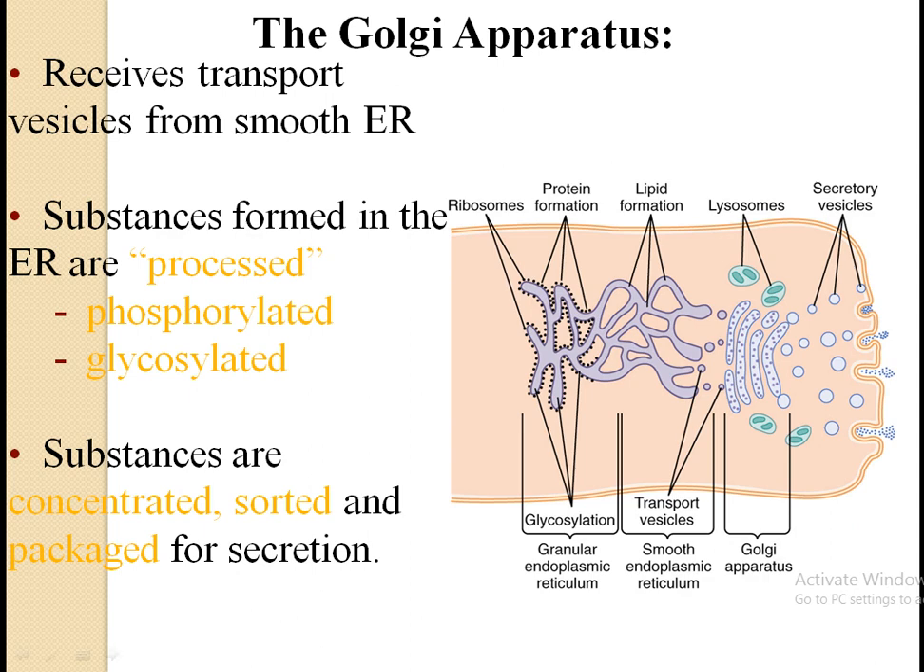So substances formed in the endoplasmic reticulum are processed, phosphorylated or glycosylated. They are processed and concentrated, sorted and packed for secretion. Before they come out of the cell, firstly they must attach to the cell membrane, from where they are excreted out.